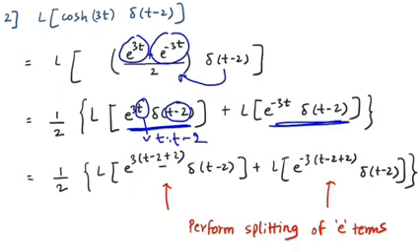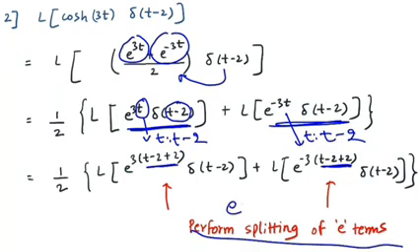So for that I have done this manipulation, and also at this part time is at origin, I want it at t minus 2. So again I have done some manipulation. Performing splitting of exponential term, which is nothing but if you have e raised to a into e raised to b, it is written as e raised to a plus b. In this question I have e raised to a plus b.